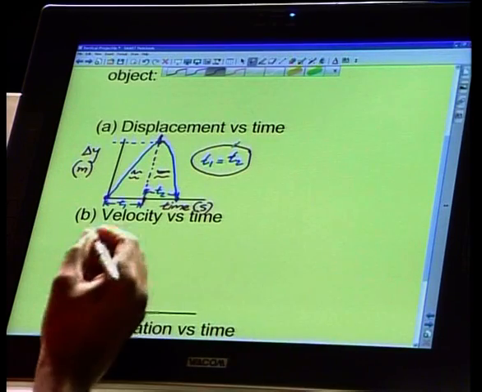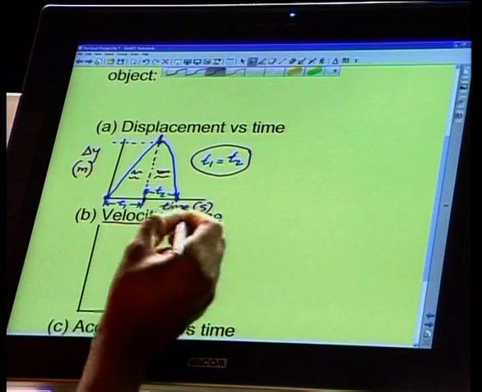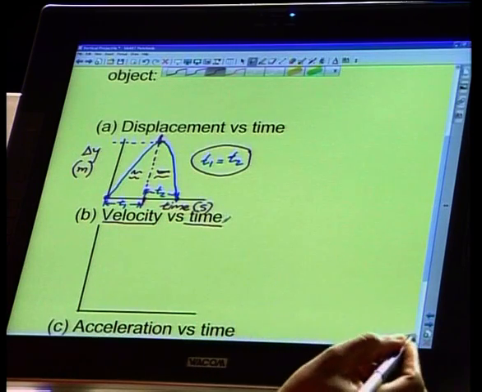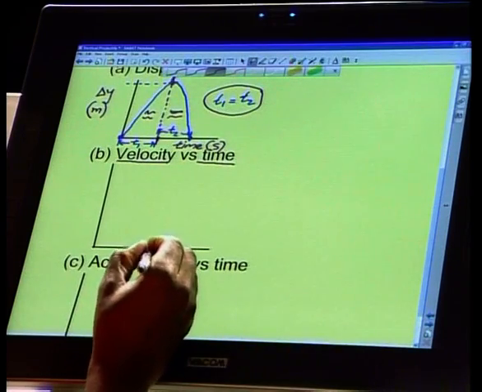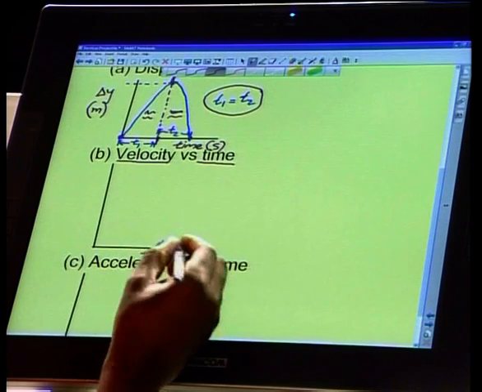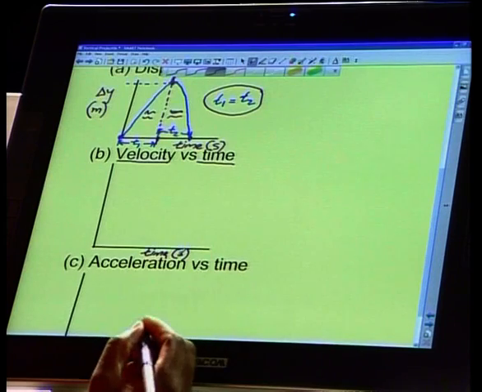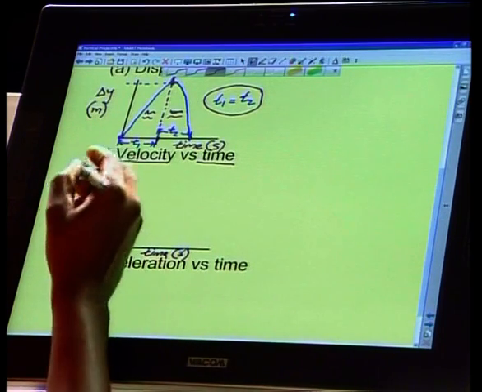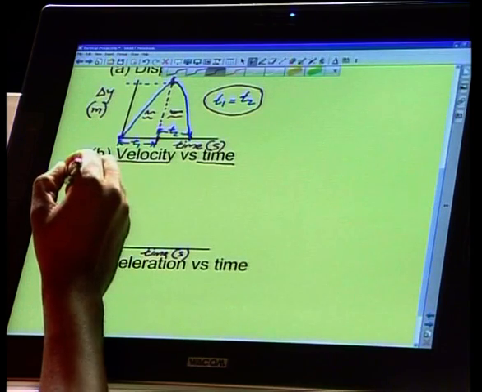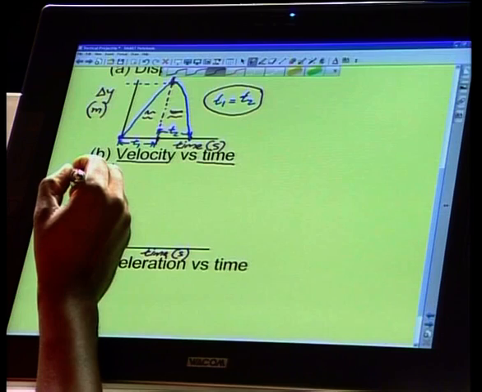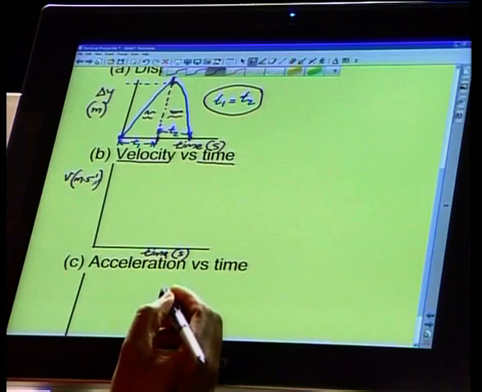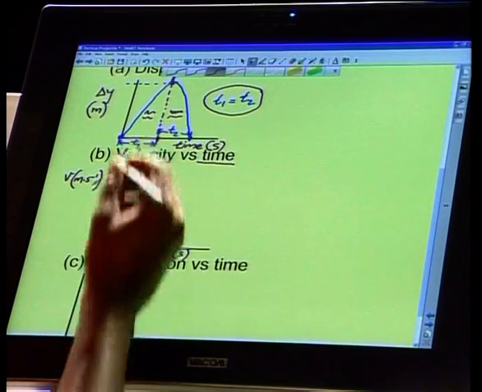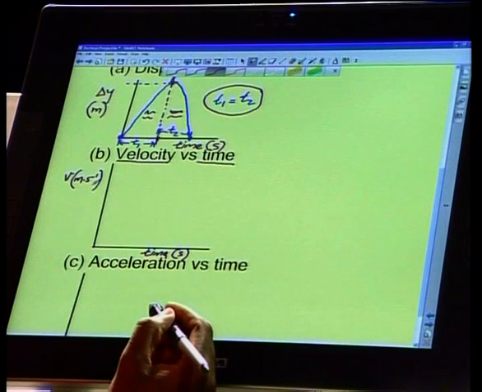Say now we had to sketch a velocity time graph. Once again, we know that time is always on the x-axis. So the time is there, measured in seconds. This time we're talking about velocity versus time. So v, and in what units is v measured? Meters per second. Okay, so we can put that there. We are to draw a graph of velocity versus time there.